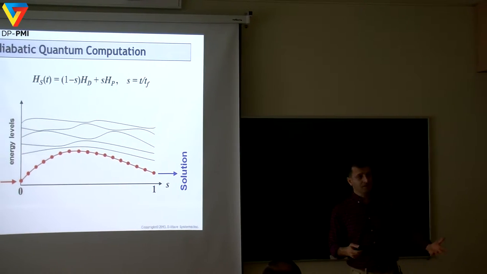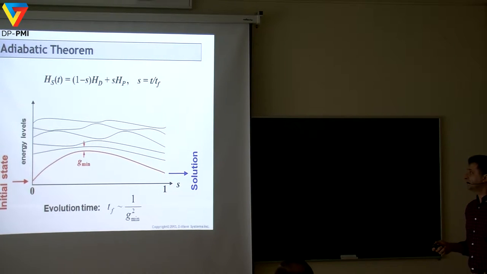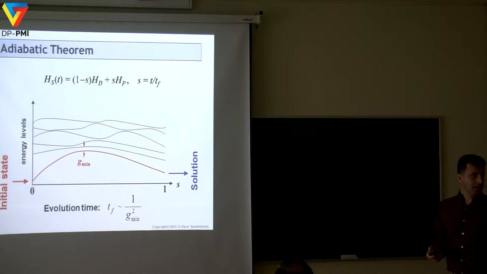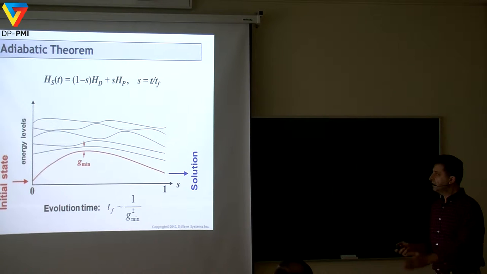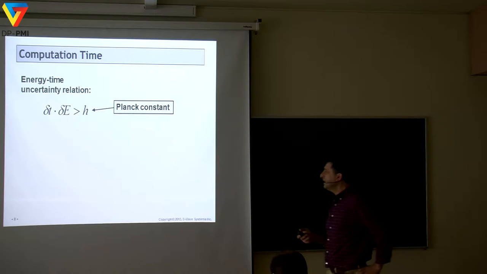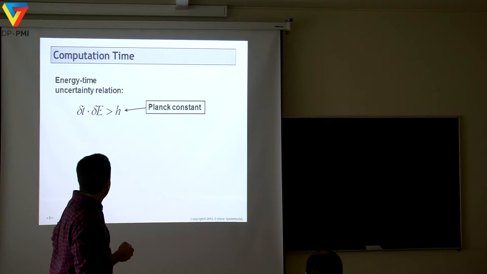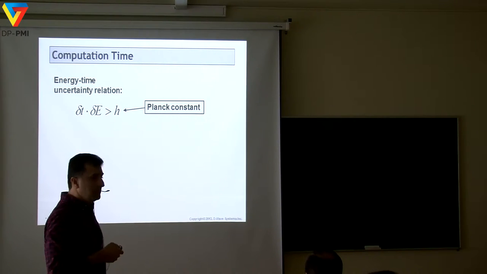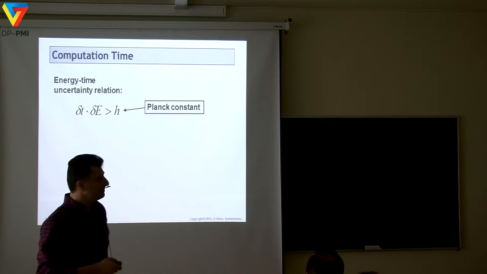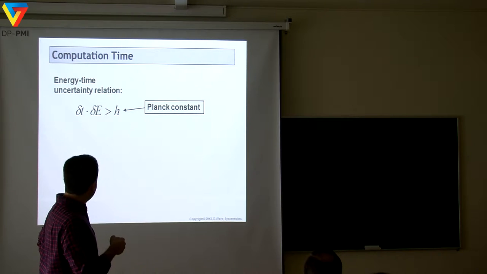But I said that if you're lucky, so how lucky should you be, and how do you determine if you're lucky or not? That is based on something called the adiabatic theorem, which tells you that the time scale that you have to evolve your system should scale as 1 over gap squared. But how does that work? Let's look at Heisenberg's uncertainty relation between time and energy. You guys have seen this, I'm pretty sure. Can you tell me what this delta E is?